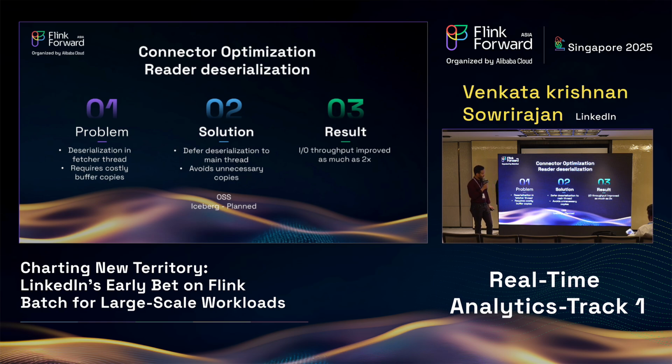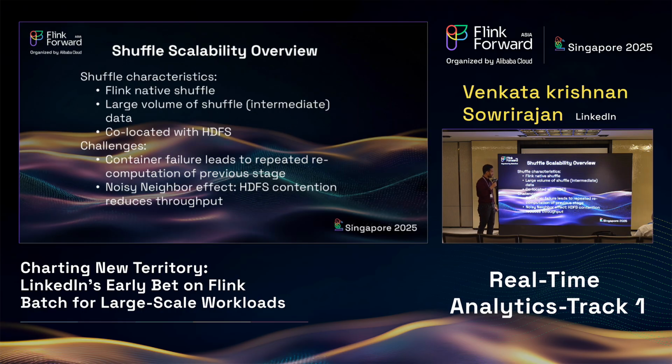So far we have seen the challenges and the scalability improvements we did on the connector layer. Let's look at the challenges we faced on the shuffle layer. In terms of the key characteristics of this job shuffle, we initially started with Flink native shuffle, which is basically the job itself shuffling the data necessary for the batch job. And there is a large volume of shuffle data that gets generated. I would be interchangeably using shuffle and intermediate data, but they're nothing but the same.